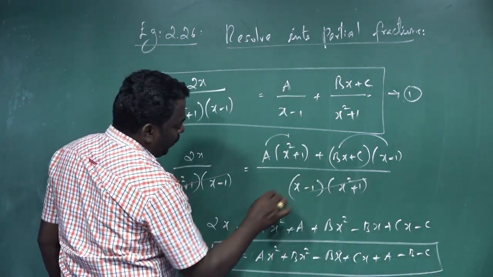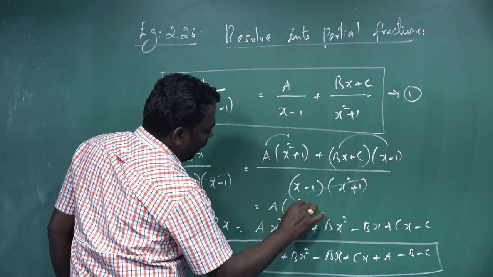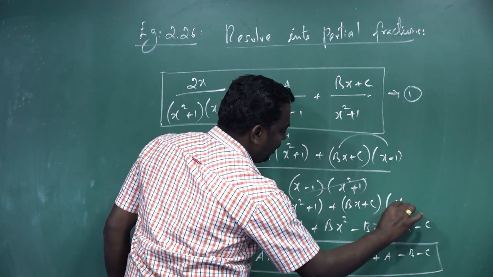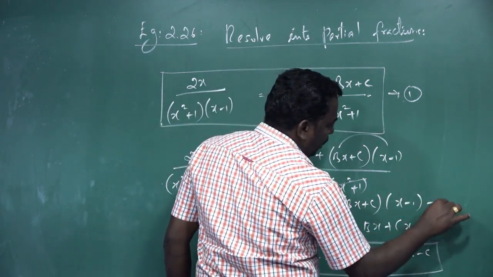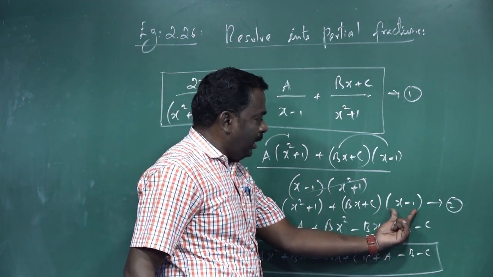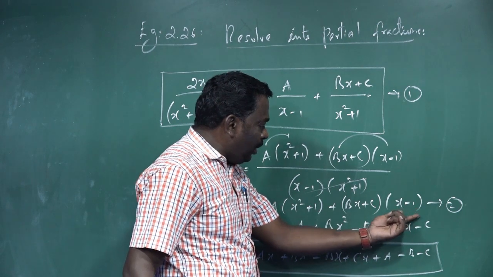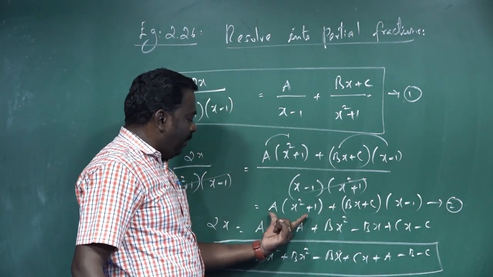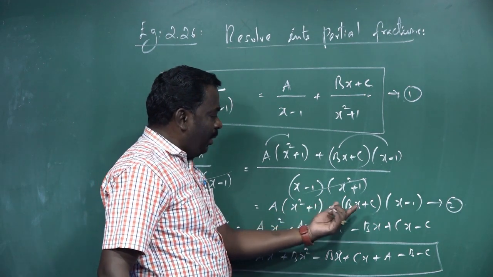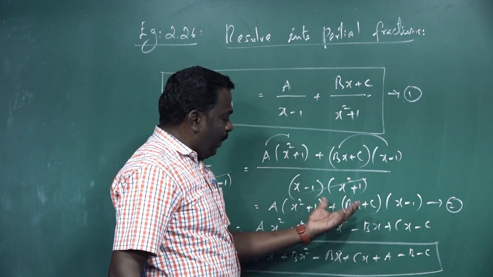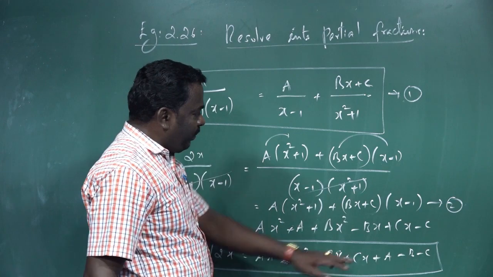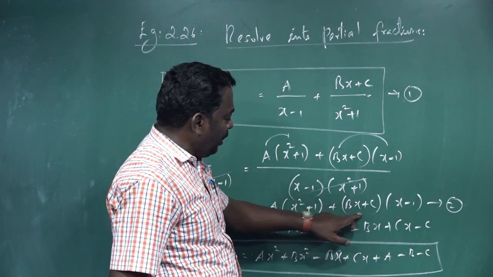Now we can take another expression that is 2x equal to A into x square plus 1 plus Bx plus C into x minus 1, and call this equation 2. In this equation, we can put x value equal to 1, so x minus 1 is 0, therefore the second term is fully cancelled, and we obtain the value of A. Then we can put any value of x to obtain the values of B and C. Now first we have to put x equal to 1 to cancel the second term.